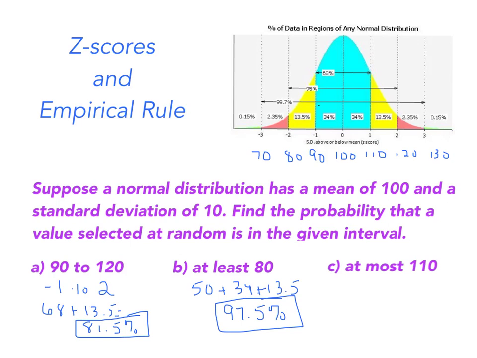All right, C, at most 110. At most 110 means a z-score that is less than 1. So we are looking for the probability that our z-score is less than 1. Well, we know a z-score less than 0 is 50%. So we have 50%. And then from 0 to 1, because 110 is at a z-score of 1, we add 34. So we have 84%.